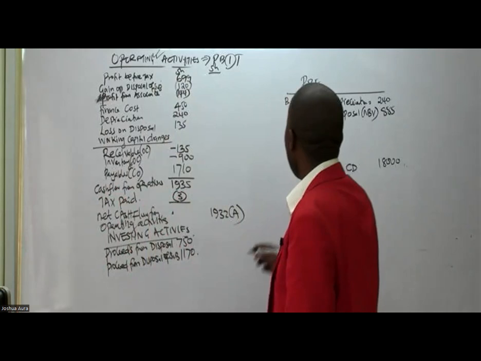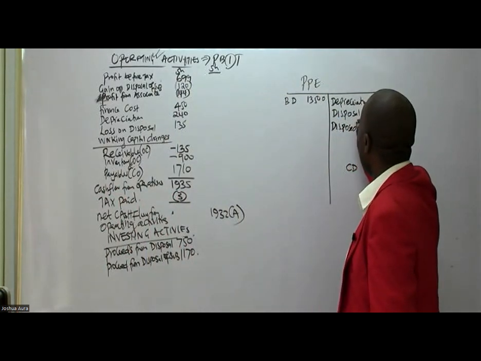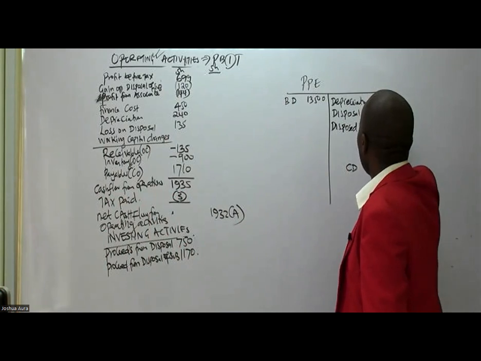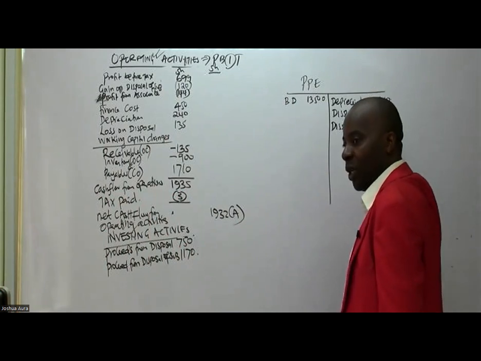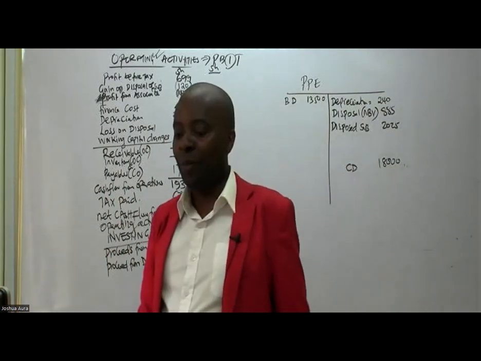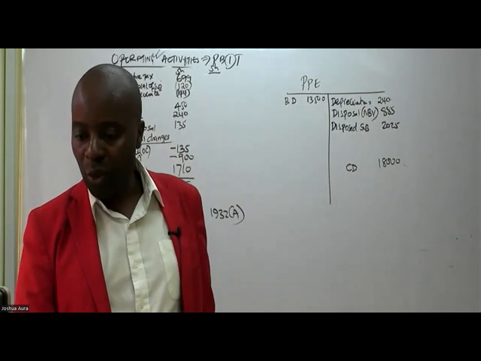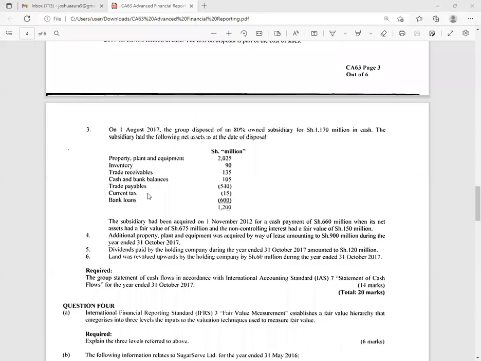So in this case, we have the disposed subsidiary's PPE of 2025. It's reducing our value, so it has to be on the credit side. Now from there, ladies and gentlemen, we scan through again. Let's scan through this together.